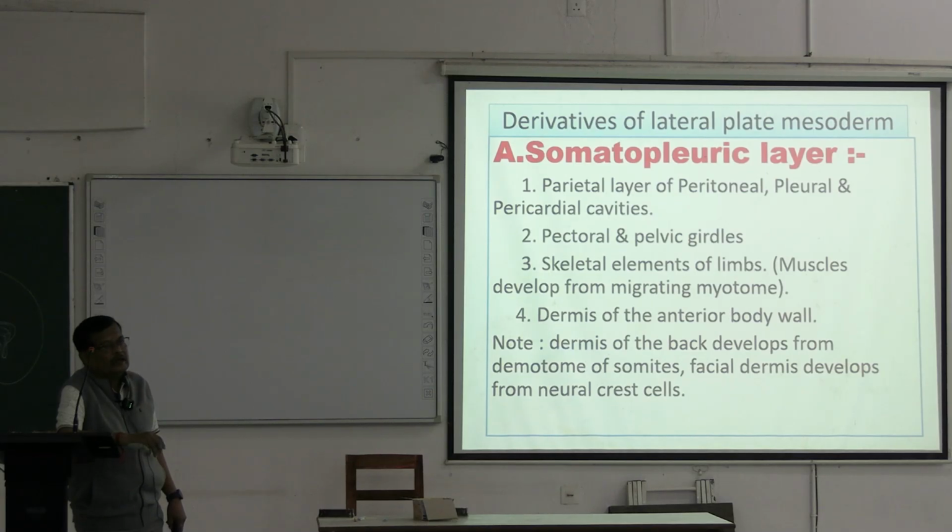Where is the dermis? In the skin. Epidermis, dermis. The dermis of the maximum part of our body, posterior body wall, posterior thoracic, is developed from the dermatome of the paraxial mesoderm. But the dermis of the anterior abdominal wall is developed from the lateral plate mesoderm, somatopleuric layer. And the facial dermis is developed from the neural crest cells. Write this down, you will not find it in many books. The last line is important for MCQ.